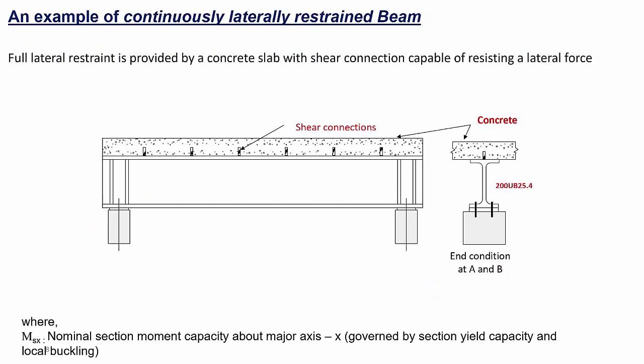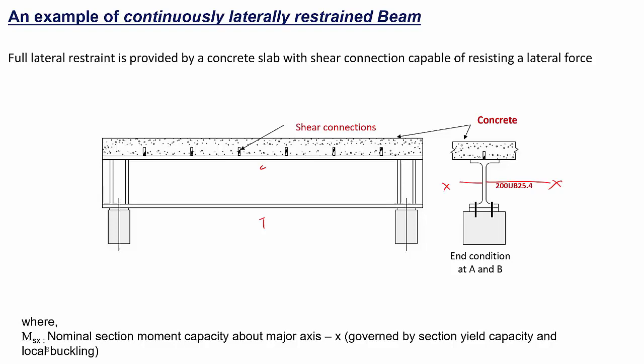Now this is how continuous lateral restraining in a beam looks. As you can see here, it is bending about the x-axis. You are loading on the top plane, and it will be bending about the x-axis because of this loading from the top. As you can see, the compression is on the top and tension is on the bottom, but there is also a concrete slab on top of the steel beam, and it is connected using shear connections to the steel beam.